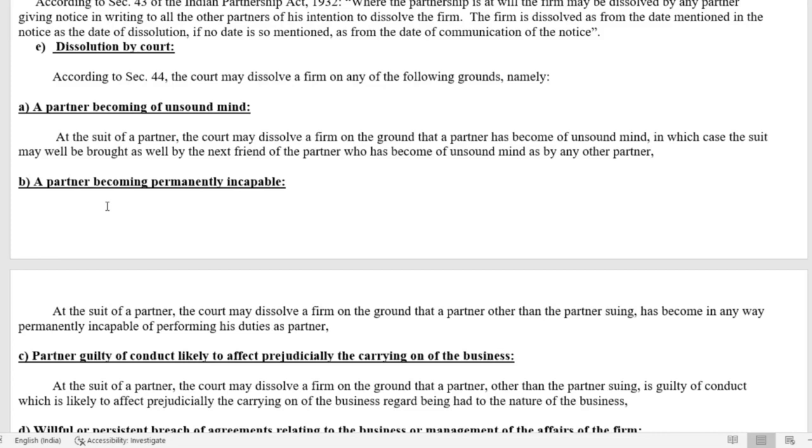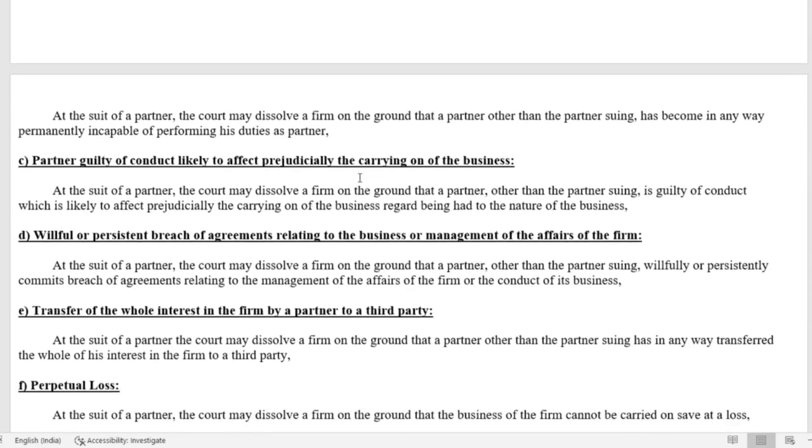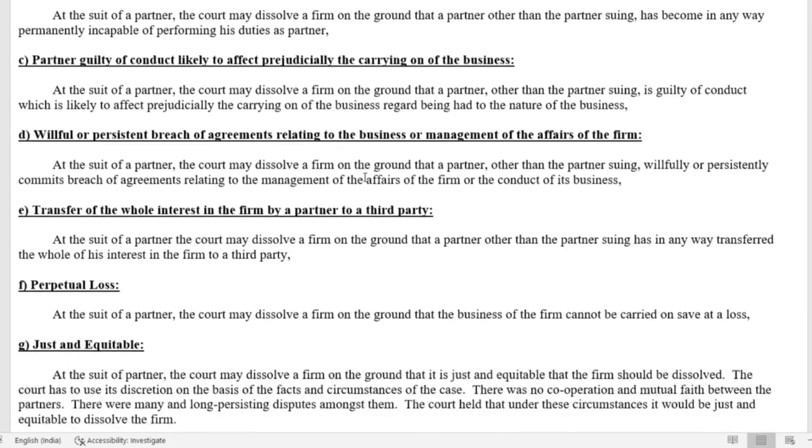Normally, as you know, partners come together, distribute the division of work, and perform their duties according to their distribution of work. Then there is no problem. If any partner is incapable of performing his duties, then the court may order the dissolving of the firm. The incapacity may be due to physical ailment, or it may be due to mental illness. So this is the second instance. The partnership firm may be dissolved by the order of the court.